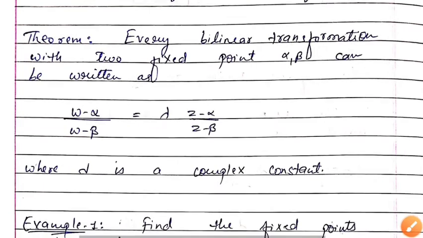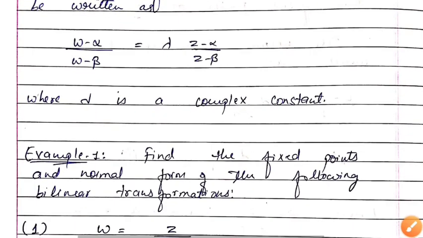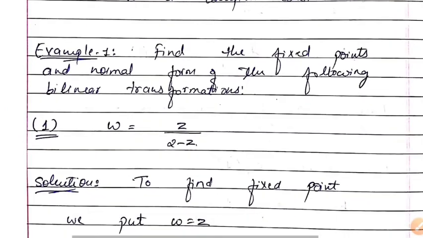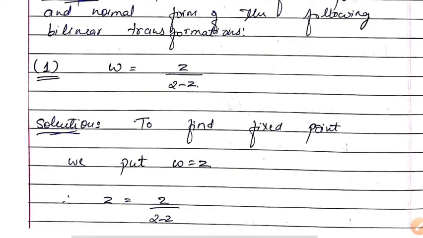There is one theorem on it. We have to remember this formula. Every bilinear transformation with two fixed points, here there are two fixed points, alpha and beta, can be written as w minus alpha upon w minus beta is equal to lambda into z minus alpha upon z minus beta, where lambda is called the complex constant, right? Now let us take one example. Find the fixed points and normal form of the following bilinear transformation.